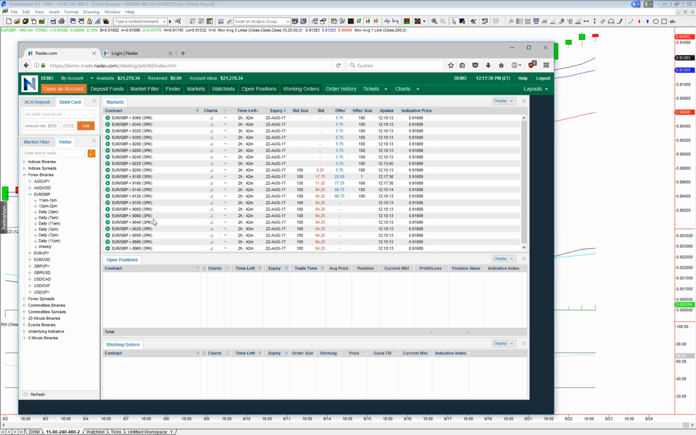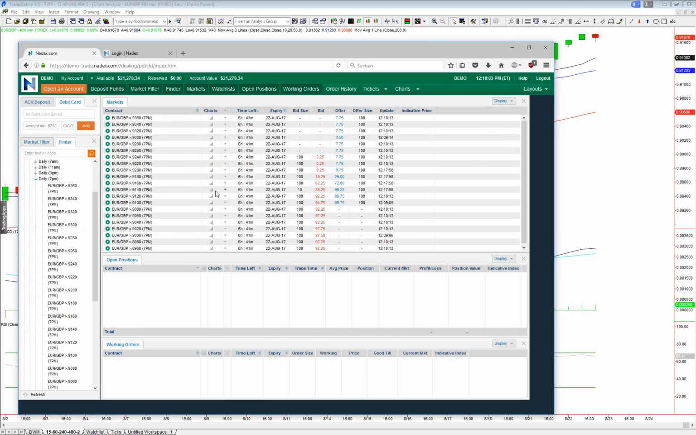And only then, if we're trading above this strike price, then this contract will settle for $100. If the underlying market is trading below this level, then the contract will settle for $0. This is where the term binaries is coming from. It's either worth everything, which means 100, or nothing, which means 0. All right, 2 hours, 42 minutes. And let's have also a look here at the daily 7 p.m. Let's just click here.